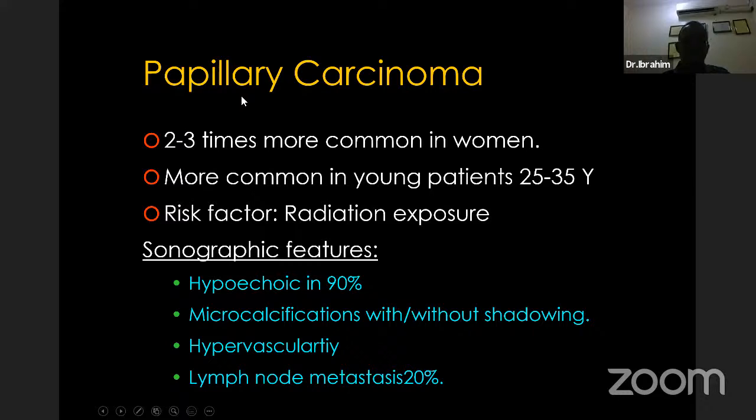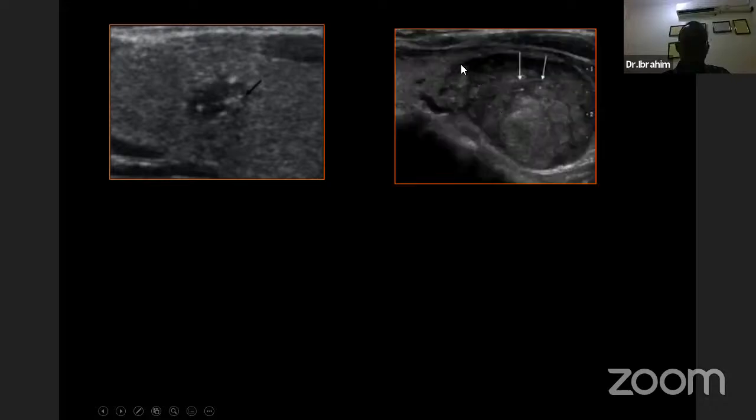This is another example of typical papillary carcinoma. It is a solid, hypoechoic tumor without capsule. Here we can see ill-defined margin, even infiltrating into the adjacent structures. There are multiple small calcifications in the solid area without shadowing.